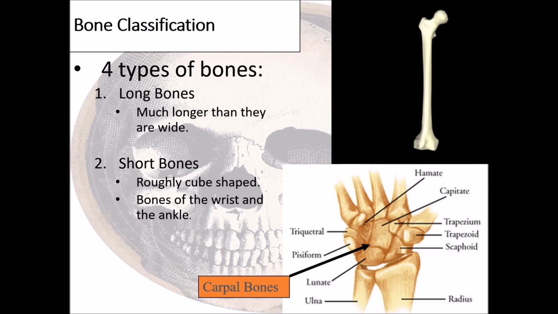Next, we have bone classification. Bone classification shouldn't be confused with bone function, which we just went over. Bone classification falls into 4 fundamental types of bone, and again, the first 2 are fairly straightforward. The second 2 are a little less obvious. What we're talking about with bone classification is the shape of bone, the overall big shape of bone. We put them into 4 fundamental categories.